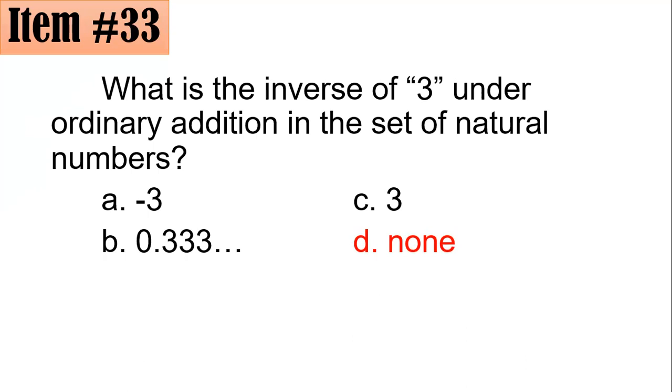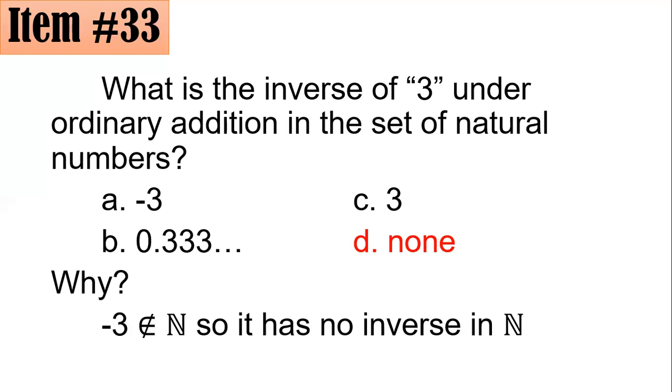Why is that so? Sir, I thought it's -3. But actually, the answer here is none. Why? Because we are talking about the set of natural numbers. A negative integer is not a natural number, and hence -3 is not an element of the natural numbers. And so 3 has no inverse in the set of natural numbers. Hence, the correct answer here is letter D.